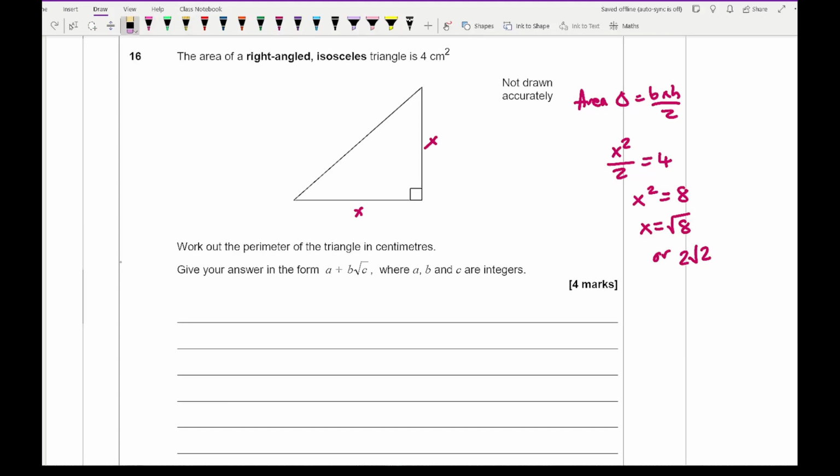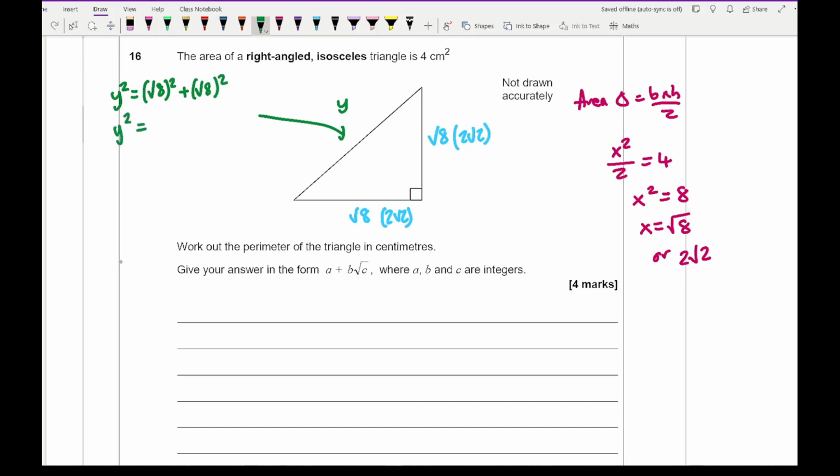So this length here is root 8, or 2 root 2, depending on how we have to simplify. Now to work out the perimeter, I also need to work out what this length here is. So to work this out, I need to use Pythagoras. So here, let's call this length y. So y squared equals root 8 squared plus root 8 squared. I'm hoping you would have recognised why I've done root 8, but to be fair, with it being a calculator paper, it doesn't really make a difference, just stick it in my calculator.